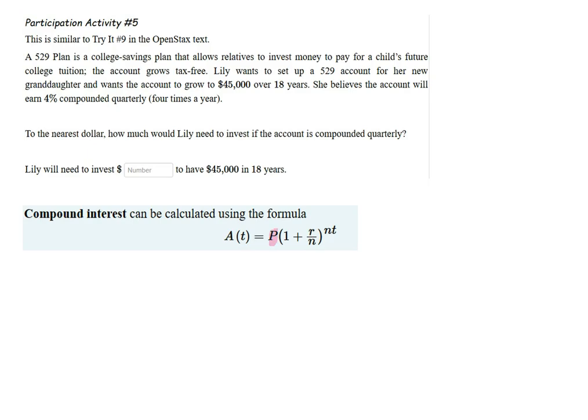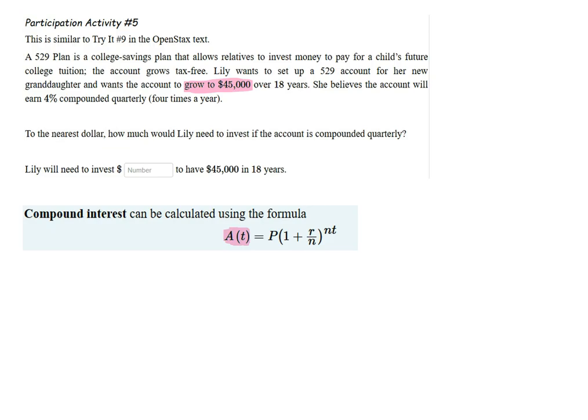The letter P is the amount of money that you're investing. A 529 plan is a college saving plan that allows relatives to invest money to pay for a child's future college tuition. The account grows tax-free. Lily wants to set up one of these accounts for her new granddaughter and wants the account to grow to $45,000 in 18 years. The 45,000 is the future amount.